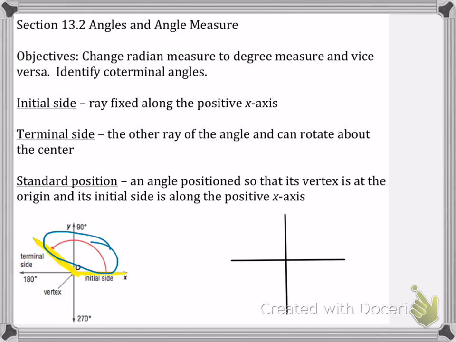Standard position is the angle position so that the vertex is always at the origin and the initial side is always along the positive x-axis. And that is how we will get used to working with these angles. Now, the positive x-axis is known as 0 degrees. The positive y-axis is 90 degrees. The negative x-axis is 180 degrees. The negative y-axis is 270 degrees. And then back at 0 is also 360 degrees. This is how we will label when we're dealing with an angle in standard position.